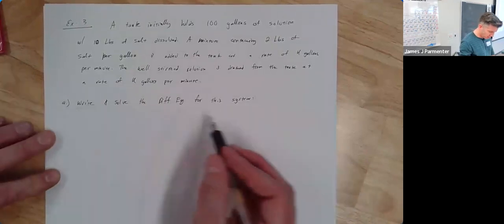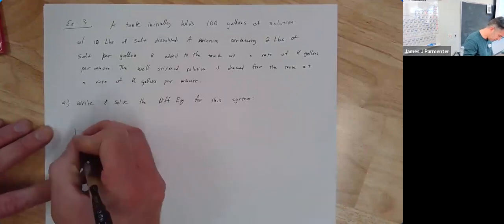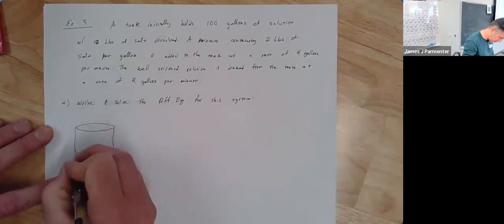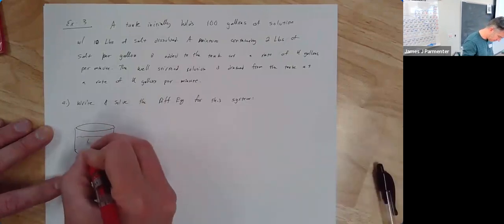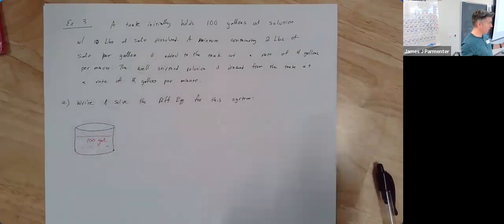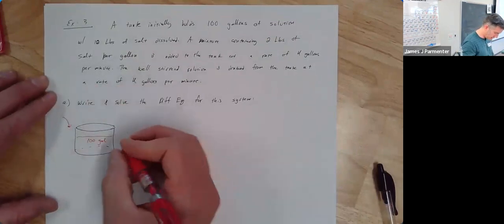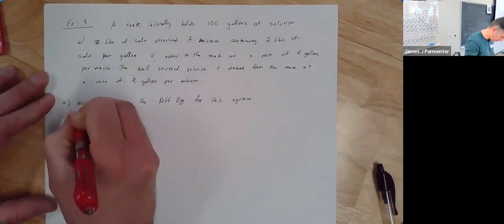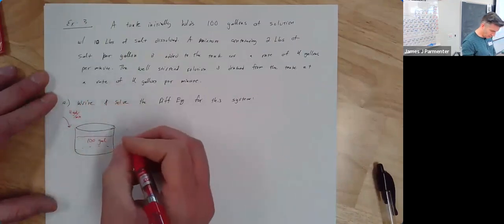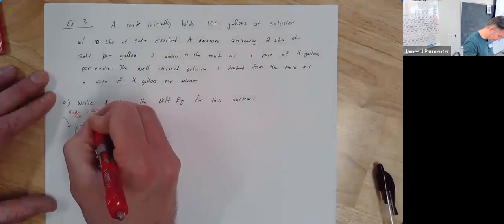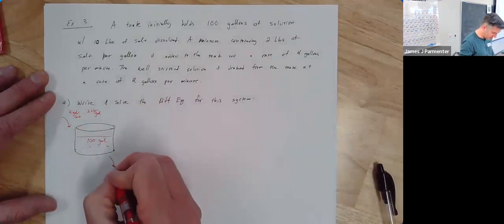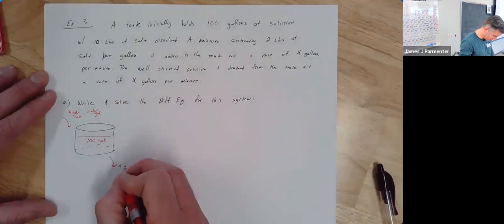Okay. So I like to draw a picture here. Here's my tank. It's got 100 gallons of stuff. And it's always going to have 100 gallons, right? Because we're always putting in the same amount of volume as we're taking out. And then into it, we're putting 4 gallons per minute, in a mixture of 2 pounds of salt per gallon. And out of it, we're taking 4 gallons per minute.